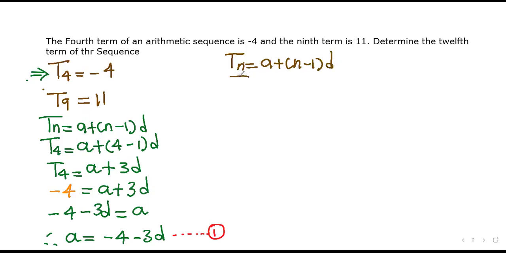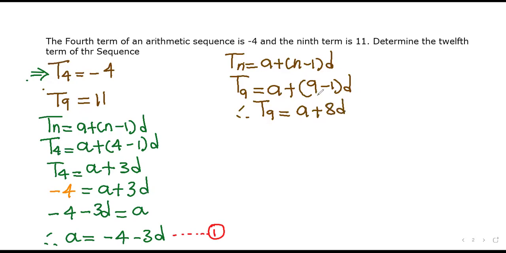Now we are looking at getting T9. So T9 is going to be A plus, in place of n, we're going to put 9. So it will be 9 minus 1 times D. Therefore, the value of T9 is given as A plus 8D, because 9 minus 1 is 8, and 8 times D is 8D. But not forgetting, they told you that term number 9 is given as 11. So in place of term number 9, you're going to put 11. So that will be 11 equals A plus 8D. You can consider that to be your equation number 2.